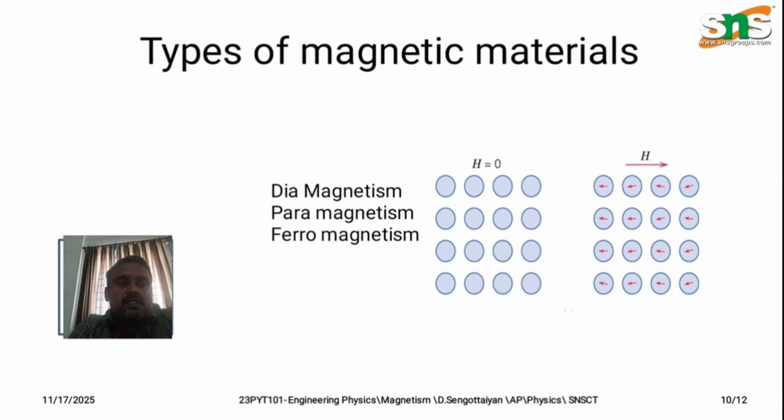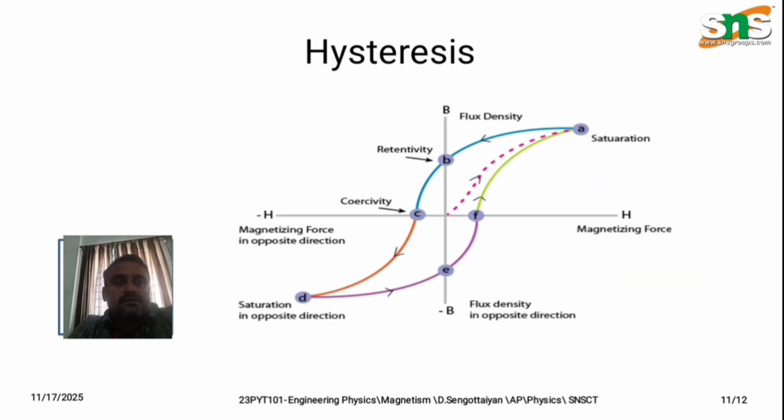Then paramagnetism, where most of the lines of force pass through the materials. Then ferromagnetism, which is a very strong magnet, where all lines of force pass through the materials. So basically the number of lines of force passing through the materials depends upon the energy received. Classification is basically three types: dia, para and ferromagnetism.